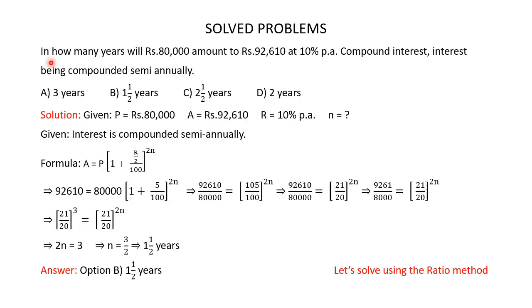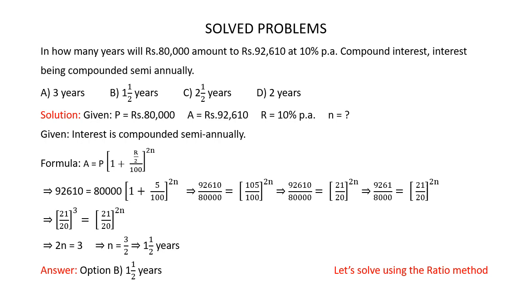In how many years will rupees 80,000 amount to rupees 92,610 at 10% per annum compound interest being compounded semi-annually? Here you are given 4 options and you have to find out which of these options is the correct one. So let's solve this problem using the formula method.